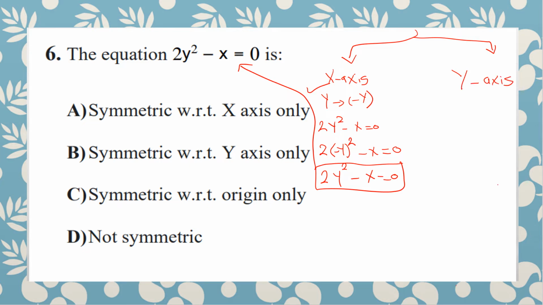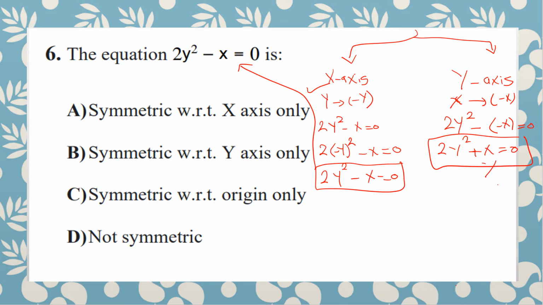The second test is for the y-axis, and this is by substituting the value of x with negative x. So 2y squared minus x equals 0 becomes 2y squared plus x equals 0. And this is not equivalent to the original equation, so this is not symmetric with respect to the y-axis.